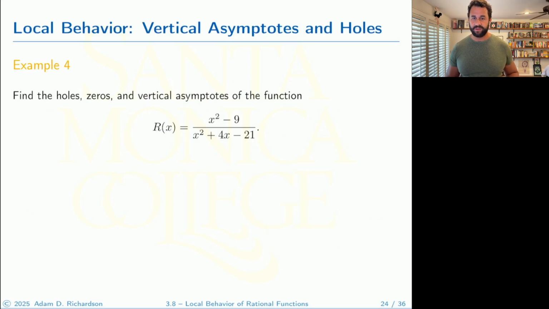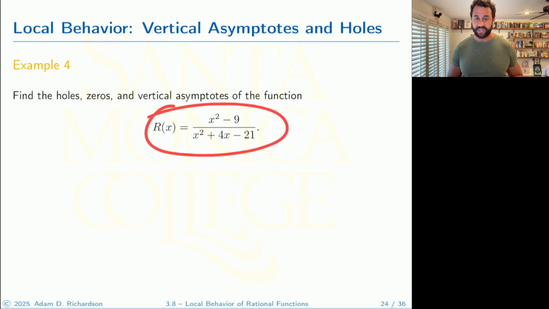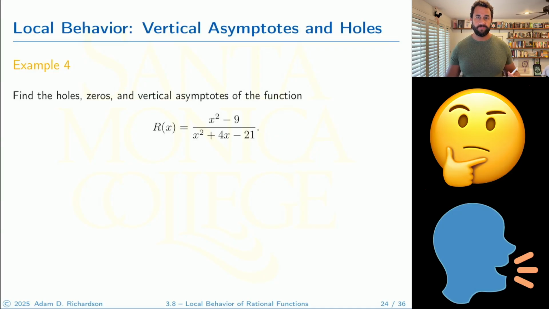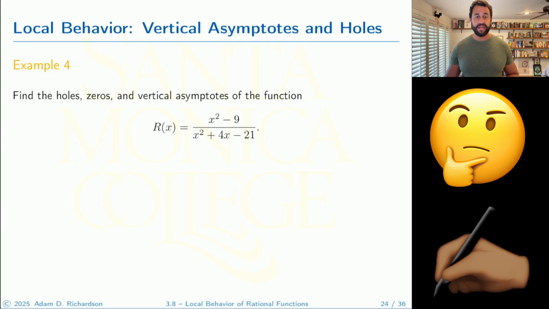Okay, let's do an example here. Here's one where I want you to find the holes, the zeros, and the vertical asymptotes of this rational function. Okay, so think about it for a second. Let me throw the thinker up. All right. And now give your brain some verbal feedback. Maybe what do you want to try first? What are you going to do first? All right. And now try to work it out. You're looking for all of it, the holes, the zeros, the vertical asymptotes. Maybe I'll give you a little hint. Start by factoring.